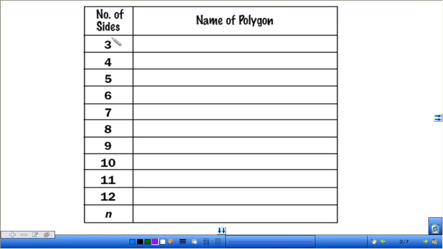The first one, a three-sided polygon, is called a triangle. A four-sided polygon. Does anybody know? Yeah. Jennifer? Close. Yes. Quadrilateral. And there are very specific types of quadrilaterals, and we're going to get into that in a couple days.